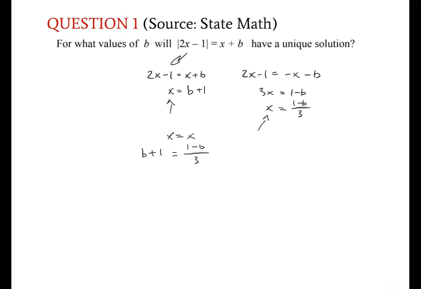So we can cross multiply, and move the 3 here. So you have 3b plus 3 is equal to 1 minus b. Move some stuff around. 4b is equal to negative 2. That means your b is equal to negative 1/2.